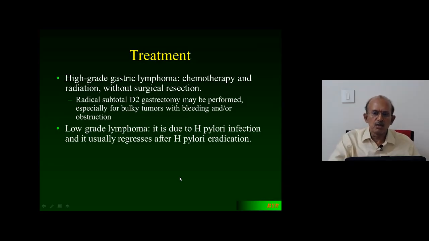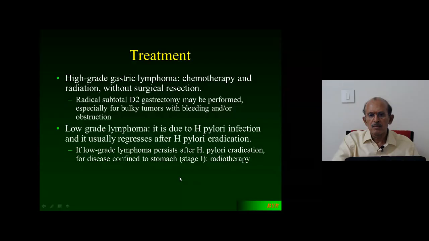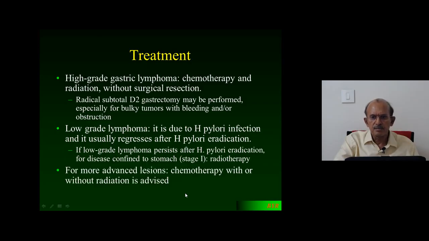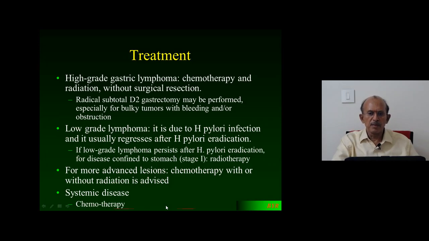Low-grade lymphoma is due to H. pylori infection and usually regresses after H. pylori eradication. If low-grade lymphoma persists after H. pylori eradication, but the disease is confined to the stomach, you have to give radiotherapy. For more advanced lesions, chemotherapy with or without radiation is advised. For systemic disease, give chemotherapy. So this is how you plan your treatment for gastric lymphoma.